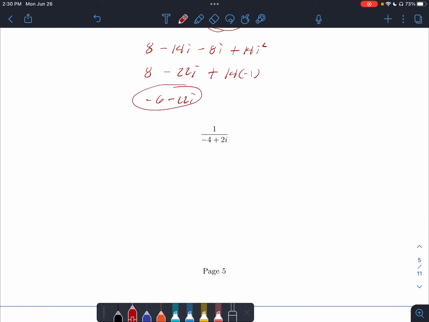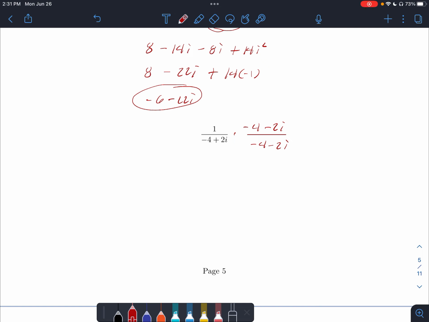All right, so next we have 1 over 4 plus 2i. So in order to write this so that we don't have any imaginary components in the denominator, we're going to multiply this by the conjugate of the denominator over itself. So we'll do negative 4 minus 2i over negative 4 minus 2i. Now the reason we multiply it by the conjugate over itself is that if you multiply a complex number by its conjugate, it has the nice property that it will get rid of the imaginary components, okay?